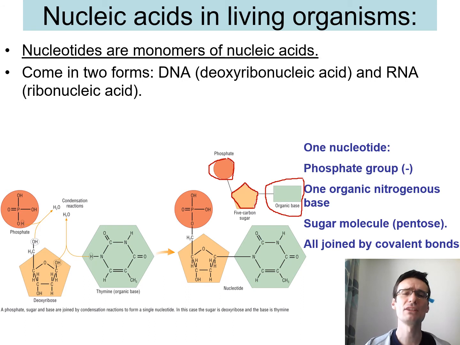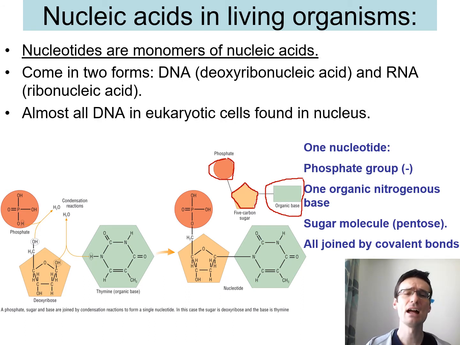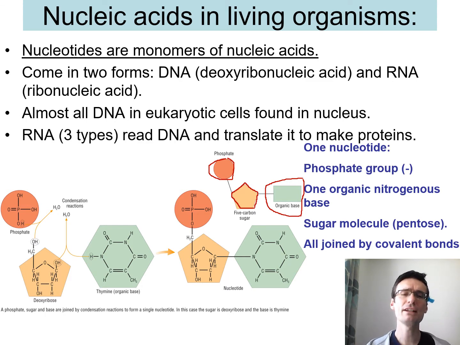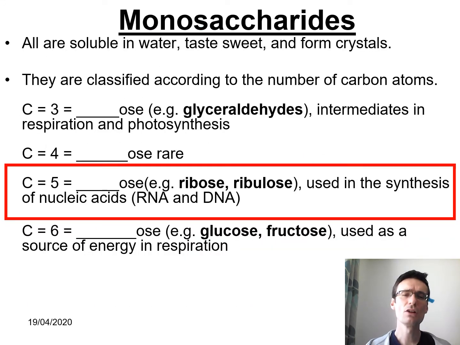We need to know that the nucleic acids are two forms, DNA and RNA. Almost all of the DNA in eukaryotic cells is found in the nucleus, but there is some in the chloroplasts of plant cells and the mitochondria of animal cells. There are 3 types of RNA, which we'll talk about later on. Just to remind you, DNA and RNA contain a 5-carbon or pentose sugar called deoxyribose or ribose.